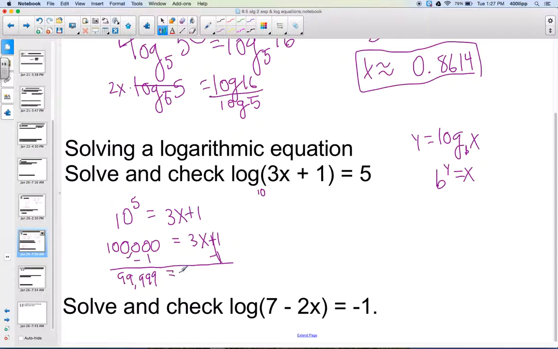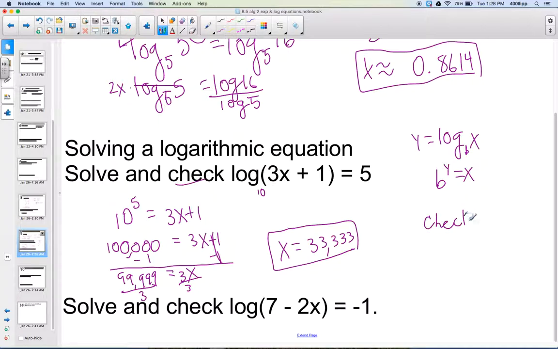99,999 is equal to 3x. Dividing both sides by 3, x is equal to 33,333. And then we need to also check this. We can check this by plugging in x.